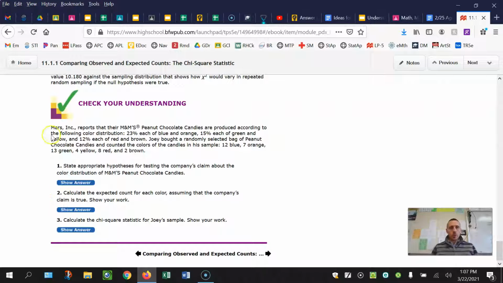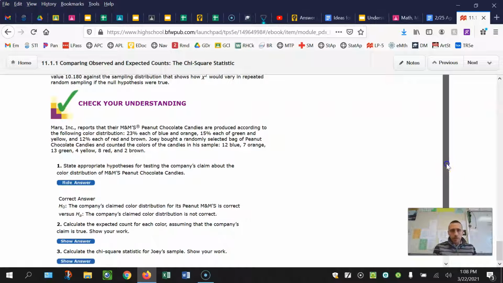At this point, why don't you read through the check of understanding, pause the video, do parts 1, 2, and 3 on your own, then come back and take a look at me going over it. So this is talking about M&Ms again. State the appropriate hypotheses. The null hypothesis would be that the company's claim about the color distribution of M&Ms is correct. The alternative would be that the company's claim for the color distribution of M&Ms is not correct.